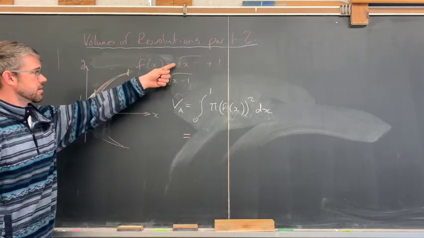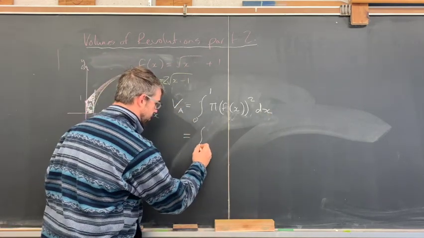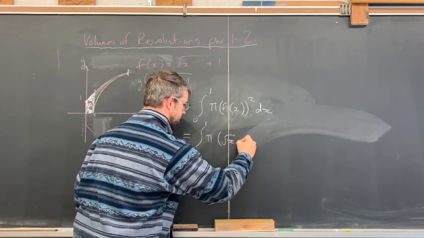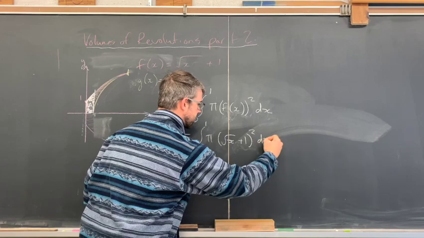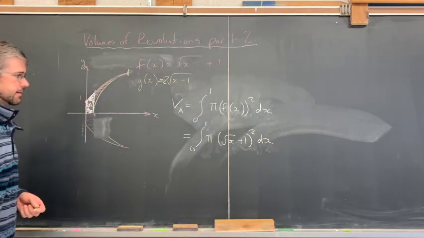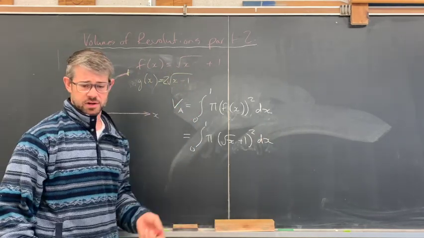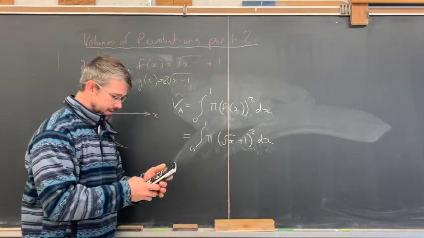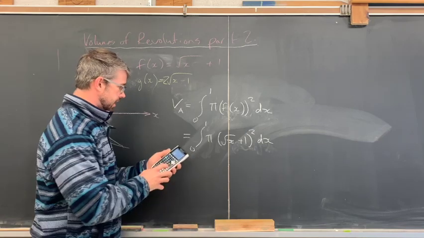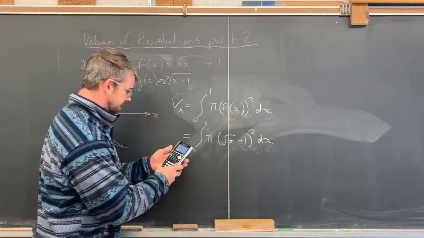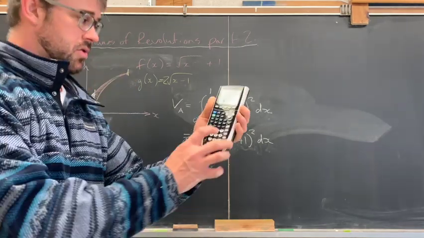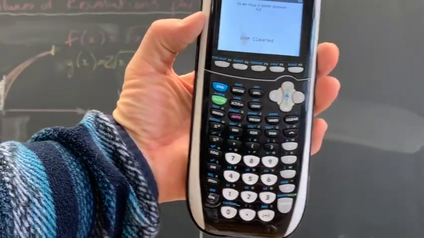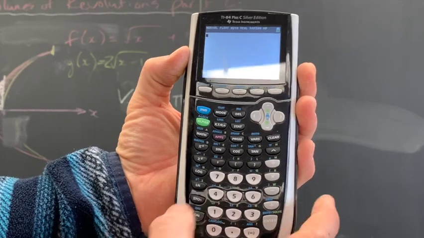Now f of x is the root of 2x plus 1, so we'll do the integral from 0 to 1 of pi times the root of 2x plus 1 squared dx. You can evaluate this on your TI-84, or actually this isn't such a bad integral to evaluate by hand, but we've done some videos on evaluating integrals by hand, so I'm just going to use my TI-84 for this. I'll come in a little closer so you can see how to do that. I've got mine cleared, and I'm hoping that we can see this. Yeah, that's a good spot to hold it.